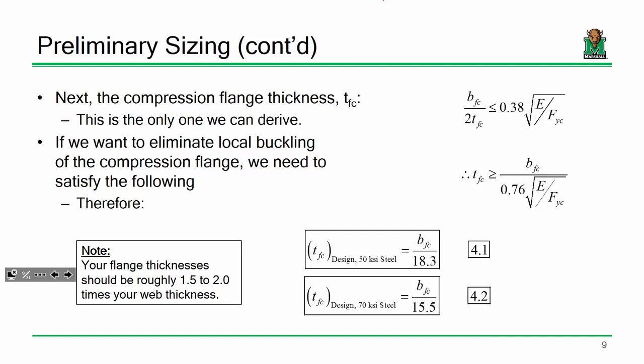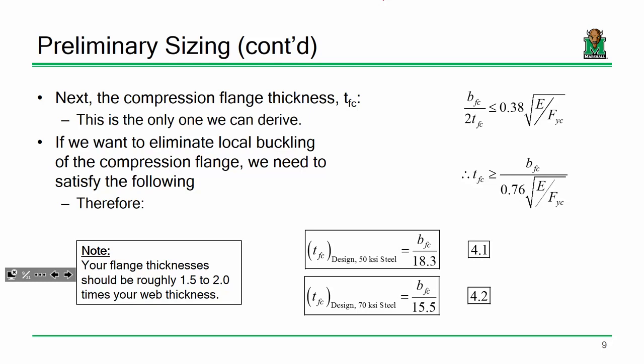So you probably saw a 9.2. Where's the 9.2 coming from? What's 2 times 9.2? Well, it comes out to about 18.4, 18.3 when you round it. So, all right, a flange thickness for 50 KSI steel, which is more often than not what you're going to use, would be B over about 18. For 70 KSI steel, you can back that off a little bit more.